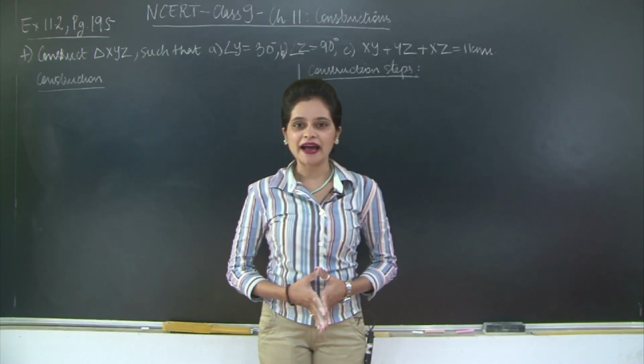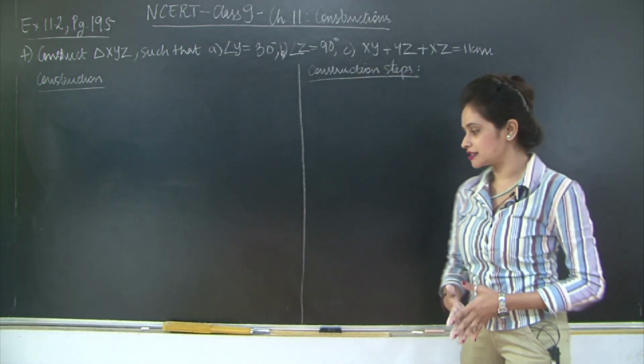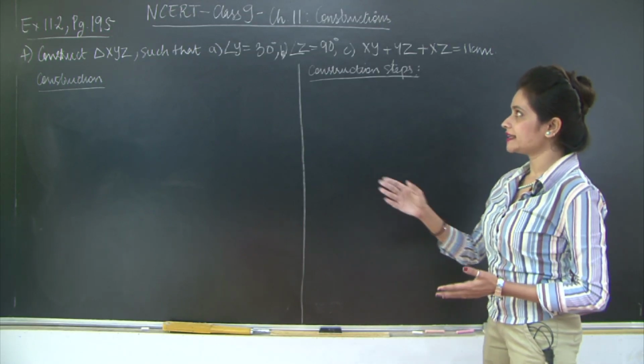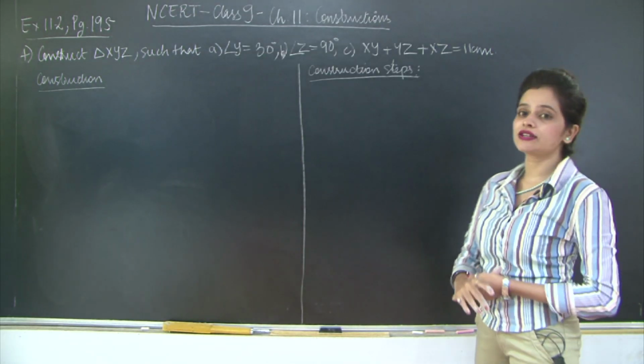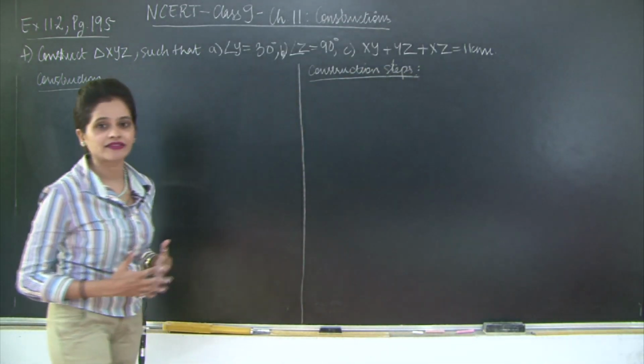Hello students, welcome back. Let us continue with exercise 11.2 of chapter 11, constructions. So you need to construct a triangle XYZ such that angle Y is 30 degrees, angle Z is 90 degrees, and the sum of the three sides, that's XY plus YZ plus XZ, is 11 centimeters.